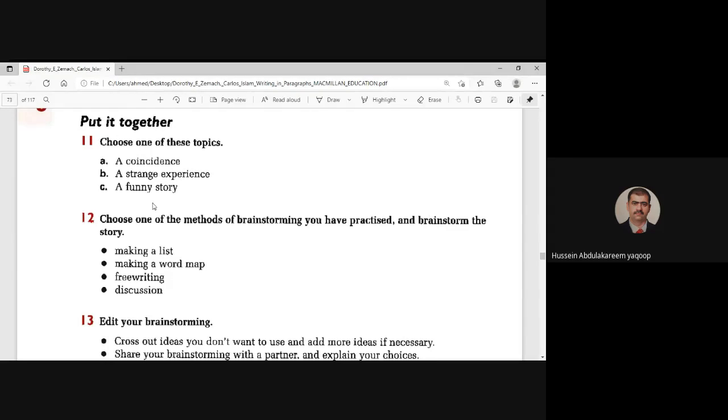I have 3 themes here. Coincidence. Of course, you are recommended to choose a title, and then you structure your own paragraph. This is one. Maybe you want to write about a strange experience that happened to you or one of your family or one of the people you know, or to write a funny story. So again, next assignment, and the due date is going to be on Friday.